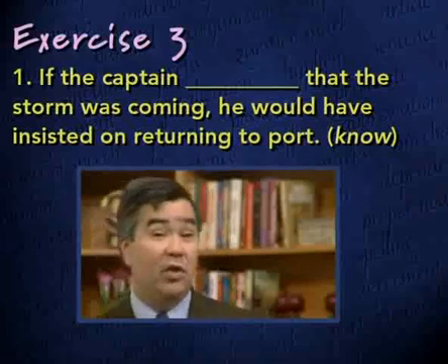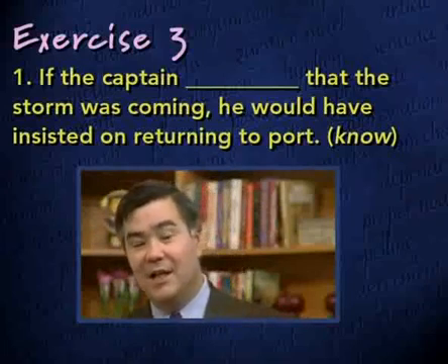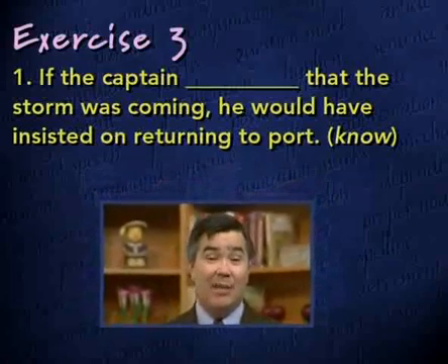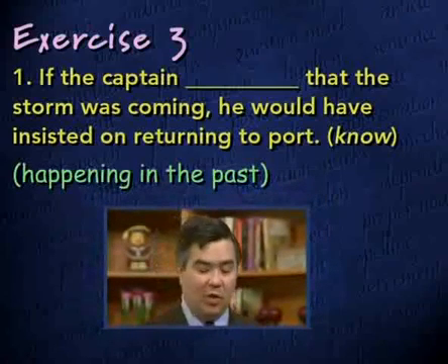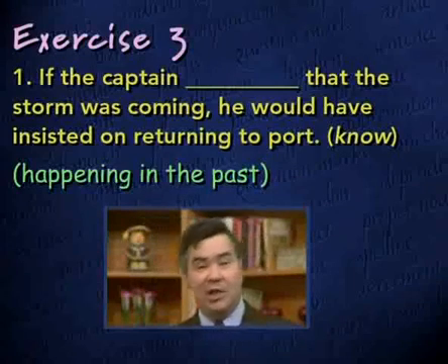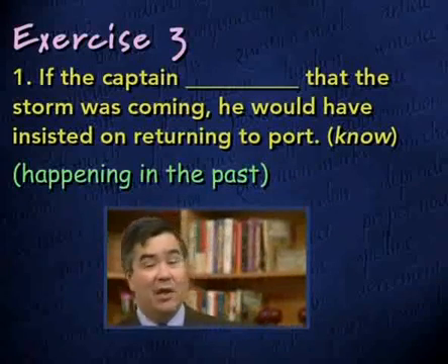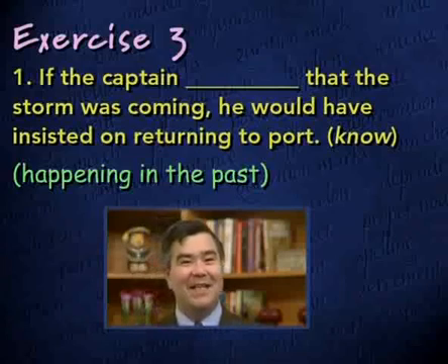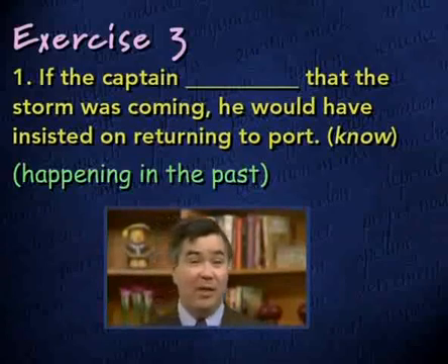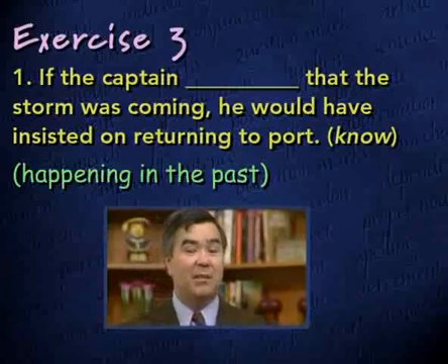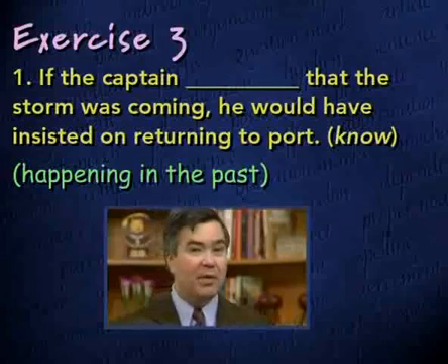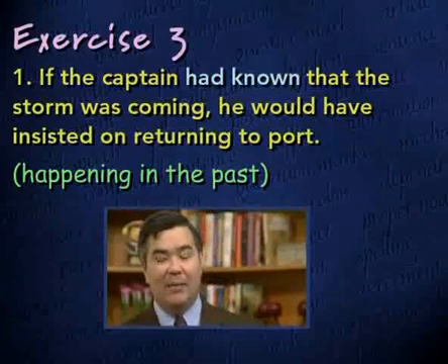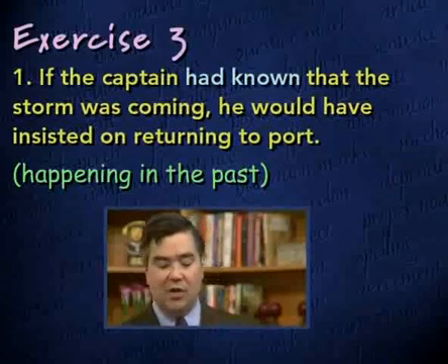And remember, in order to determine the proper form of the subjunctive mood in a sentence like this, we need to know whether we're talking about something happening now or in the past. Well, in this case, the sentence is describing something happening in the past. He would have insisted on returning to port. That tells us that this is something that happened yesterday or before that. It's not something happening now. So we want the past tense, and remember the past tense of the subjunctive mood would look the same as the past perfect. We want to use, therefore, the helping verb had together with the past participle of the verb to know. So the proper subjunctive mood verb to insert in the blank here would be had known. And the sentence would then read, if the captain had known that the storm was coming, he would have insisted on returning to port.